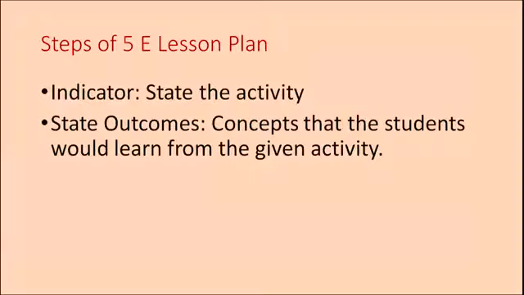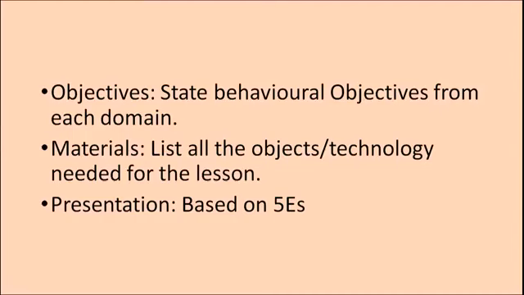Steps of 5E lesson plan. The indicator is to be given in the beginning, that is, state the activity, then state outcomes. What outcomes? The concepts that the students would learn from the given activity. Objectives. Here, behavioral objectives are to be given that should cater to each domain. Material. Material should list out all the objects and technology that is needed for the lesson.